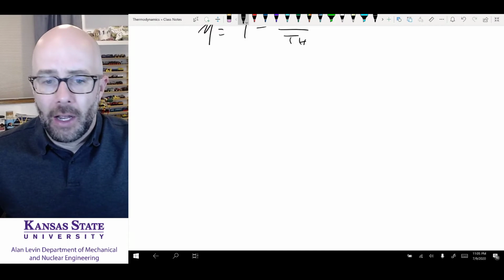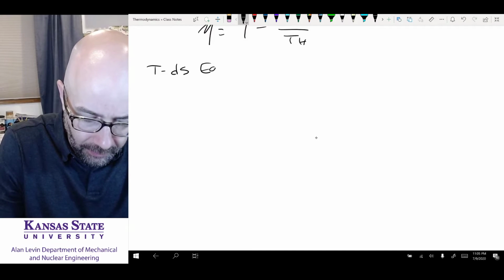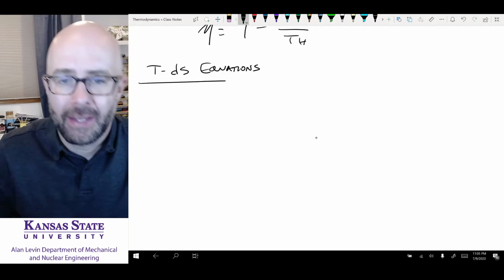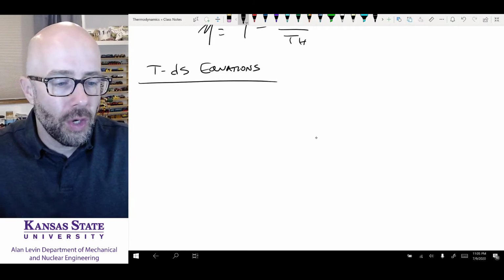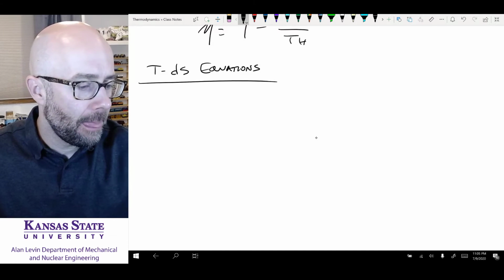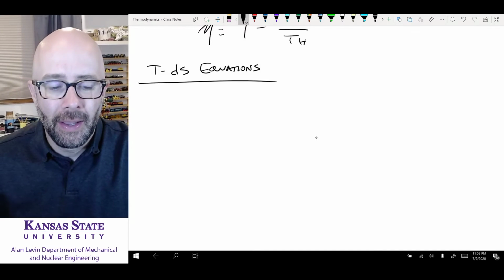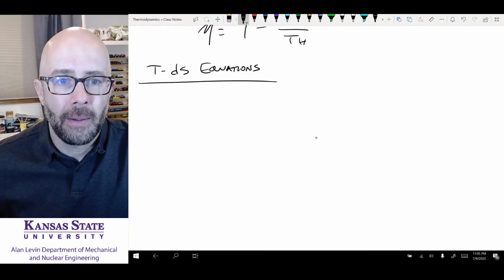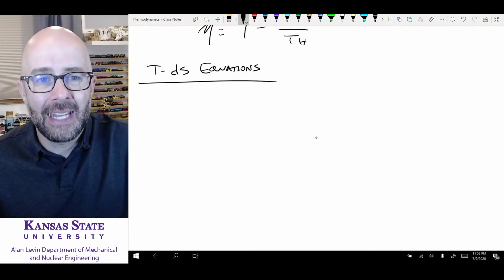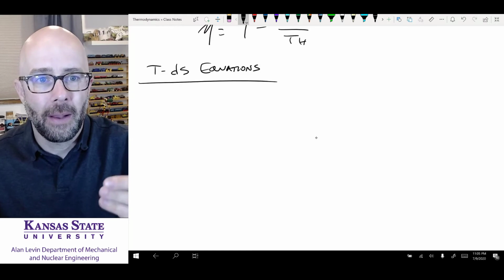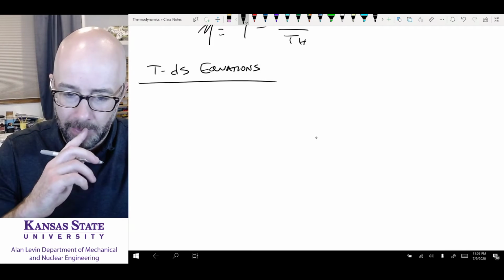All right, the next thing I'm going to talk about is something called the TdS equations. Now, here's the thing about the TdS equations. These are going to be a stepping stone for things that we are going to use in this class. We're never going to really use the TdS equations as we are exploring or solving problems, but these TdS equations are what we're going to use to create the equations that we are going to be dealing with.